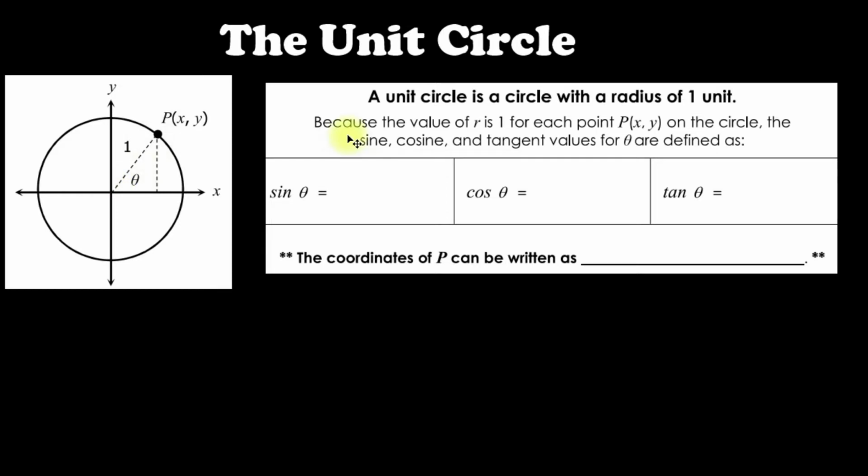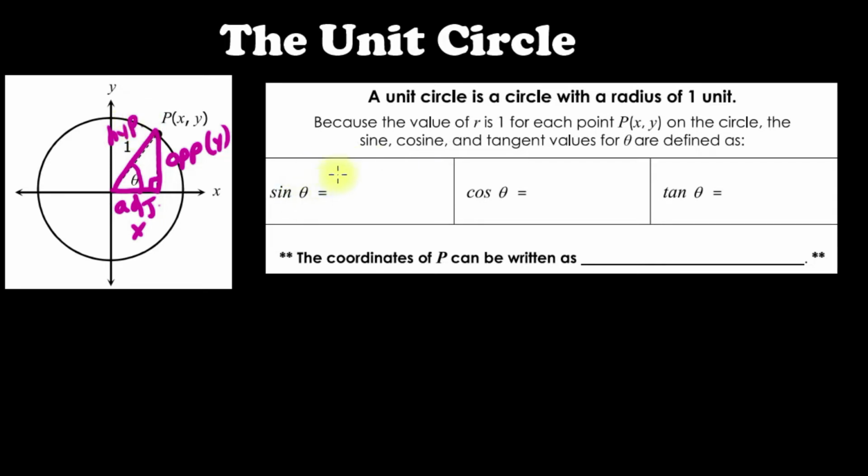Now, because the value of the radius is 1 for each point P on the circle, the sine, cosine, and tangent values for theta are defined as the following. Let's take a look at this right triangle. Theta is here, so this side is going to be the opposite side, which is the y, because it goes up along the y-axis. This side is adjacent, which is the x, and this is the hypotenuse, which is 1.